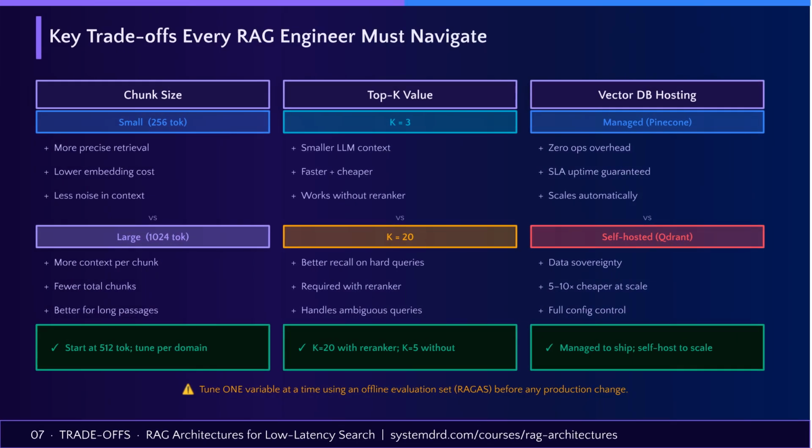RAG development is about trade-offs. Should your chunk size be small for precision or large for context? Should your top K be small for speed or large with a re-ranker for better recall? When deciding on vector DB hosting, managed services offer zero ops overhead, while self-hosted options are 5 to 10 times cheaper at scale. Remember to tune only one variable at a time using an offline evaluation set before making production changes.